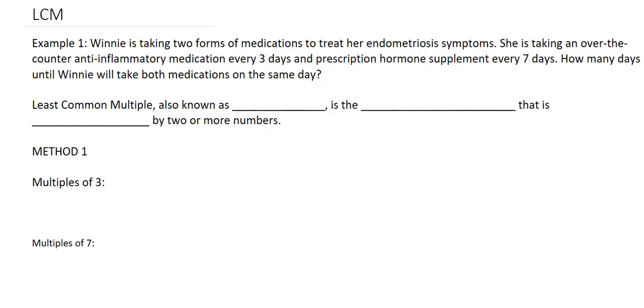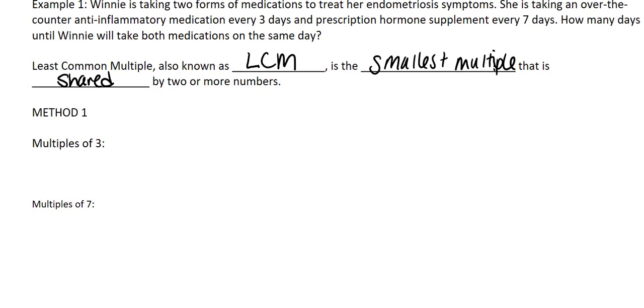So the least common multiple, also known as the LCM, is the smallest multiple that is shared by 2 or more numbers. So let's go ahead and look at this example to see what this means.